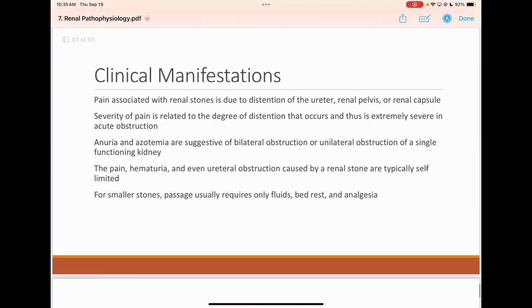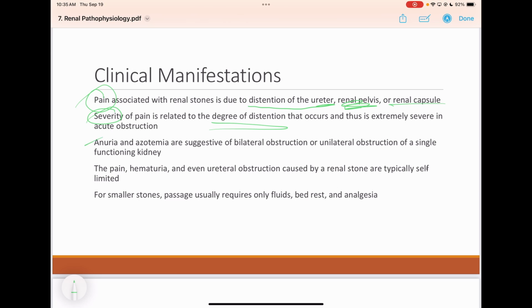Clinical manifestations: pain is the big one, due to distension of the ureter, renal pelvis, or the renal capsule. The severity of the pain is related to the degree of distension. So this one does matter. The more pain they're experiencing, the more severe that lodged crystal is.